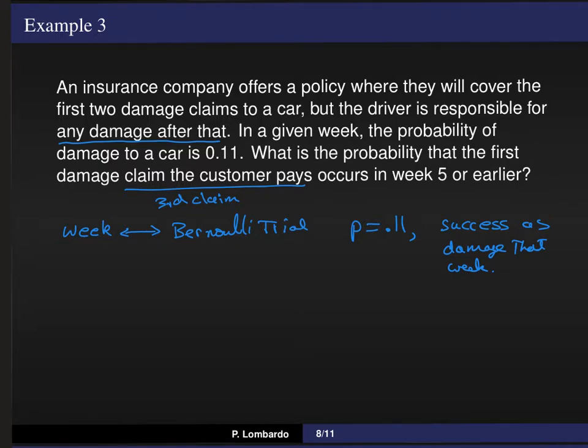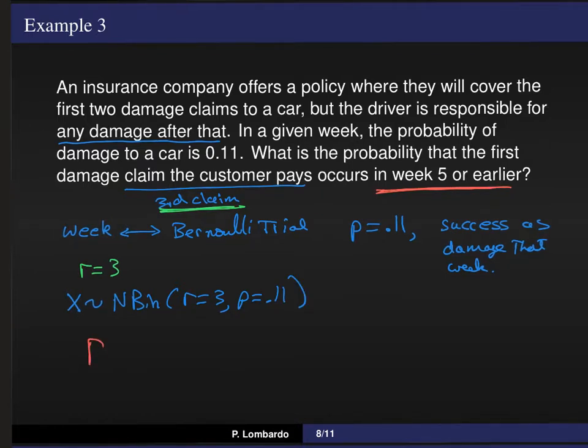Right, so then what happens here is we're interested in the 3rd claim. So r is going to be 3 successes that we're trying to find. And then the rest of this is actually a statement about the probability itself. So we'd write out as a model here, X is going to be a negative binomial random variable with an r equaling 3 and a p equaling 0.11. And then our probability asks, what's the probability that the week in which we first have to make a payment for damage on our car occurs in week 5, so it could be equal to 5, or something less.